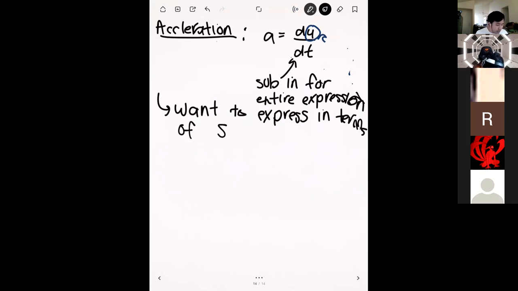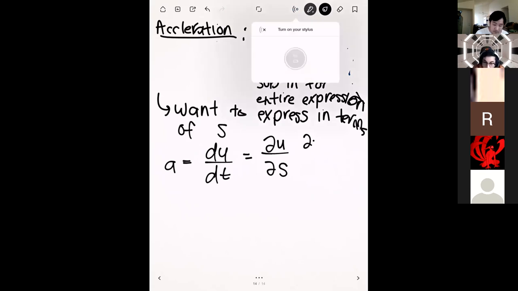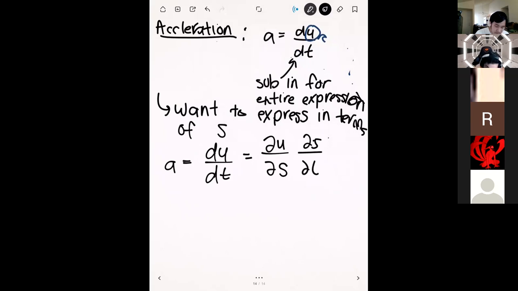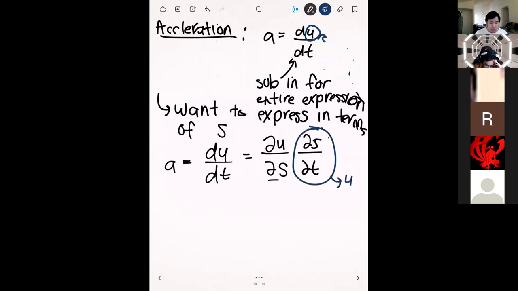We can do a chain rule from this. So we can say A is equal to du/dt, and this is equal to partial u, partial s, times ds/dt. What I did there is I expanded the derivative. These two expressions are the same because we have ds in the denominator here and ds on the top right here, so these cancel out. But what we know from the previous page is that ds/dt is simply u. And so another way we can express the acceleration is simply du/ds times u.